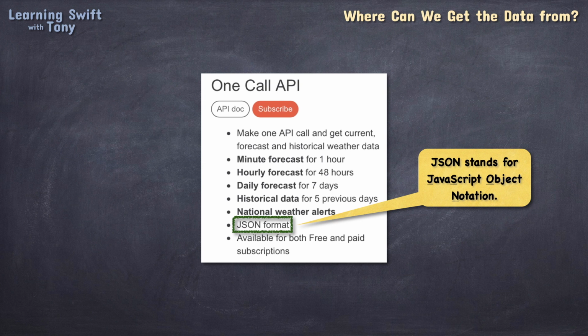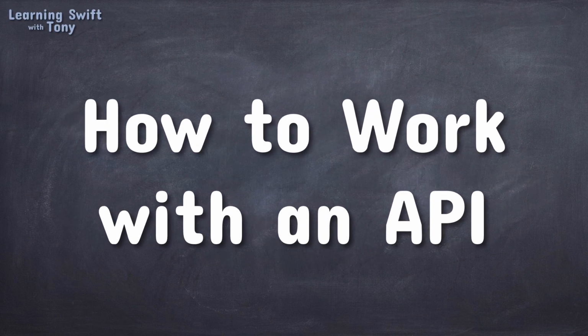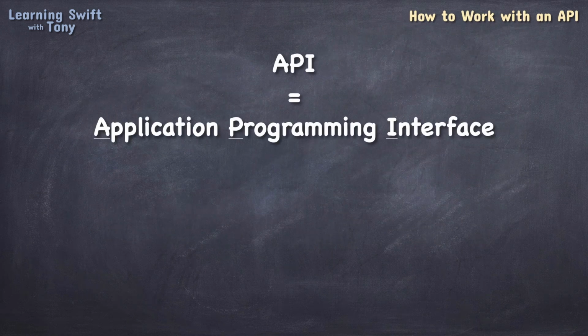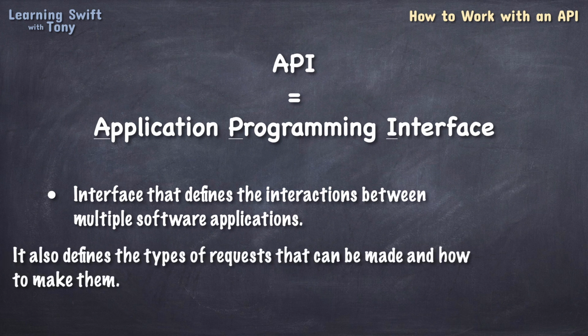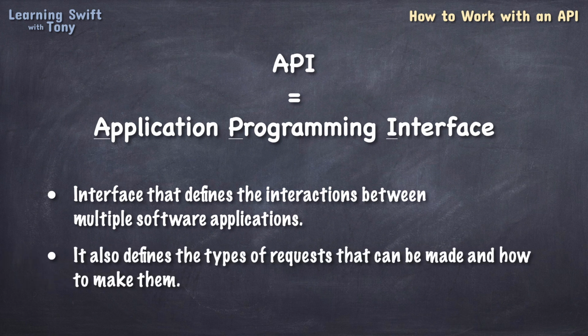I did use this word, API, many times already, but before going any further, we need to take some time and understand how to work with any API in general. The acronym API stands for Application Programming Interface. This interface defines the interactions between multiple software applications. It also defines the types of requests that can be made and how to make them.